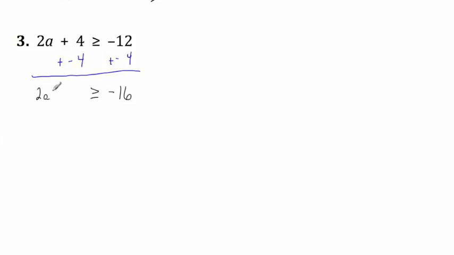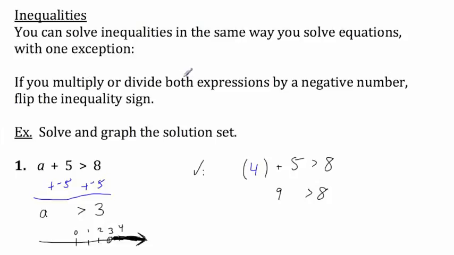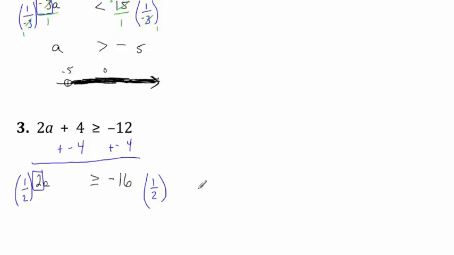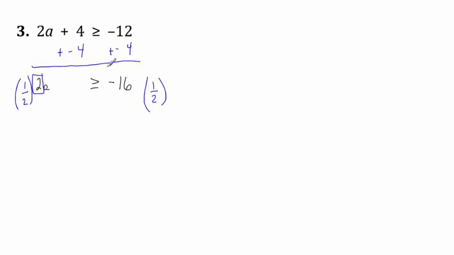Last thing I need to do is multiply both expressions by the reciprocal of the coefficient, and the coefficient is 2. So I'll multiply by the reciprocal of 2 in both expressions, which is 1/2. Now, I did multiply both expressions by a number. Look very carefully at the rule, though. You have to multiply both expressions by a negative number before you need to flip the inequality sign. We multiplied both expressions by 1/2, and 1/2 is not negative. Therefore, we will not flip this sign. The sign is going to stay just the way that it is, greater than or equal to.